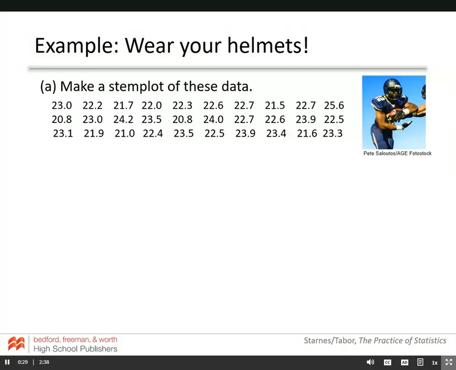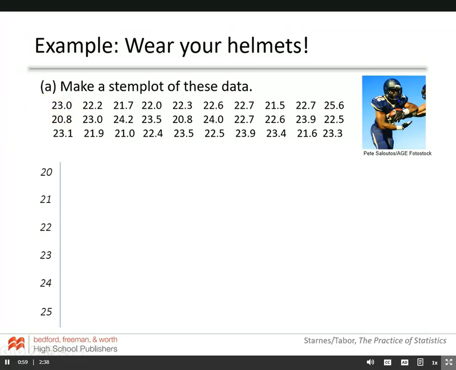We're asked to make a stem plot of these data. Like making most graphs, you want to first look to determine your minimum and your maximum so you can set up your scale. So our minimum goes from about 20 to about 25. We have 20.8 as our minimum, so we're going to start with a stem of 20. That's where we're going to break this into our stems and leaves. Then we're going to scale the rest of the axis by writing the rest of the stems. Then we're going to begin to plot these points.